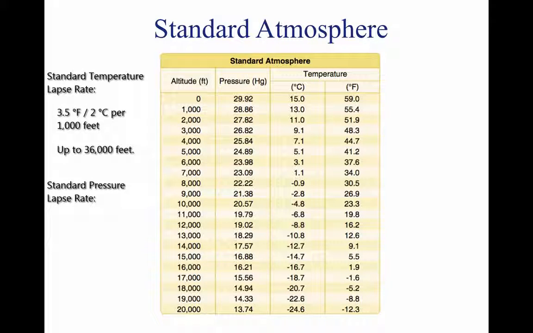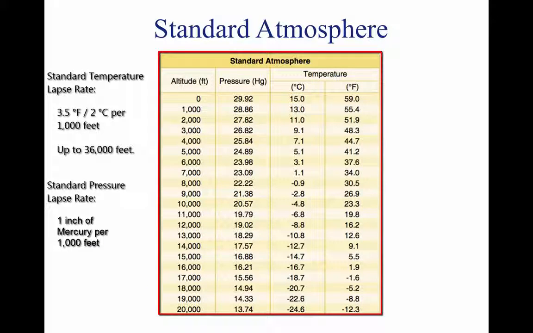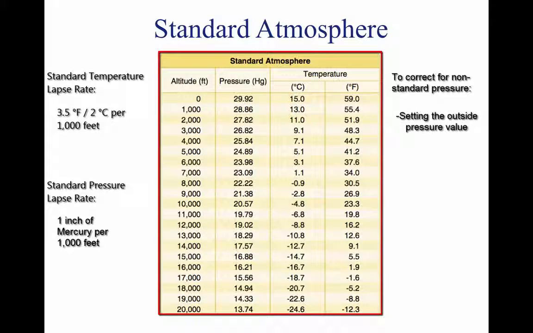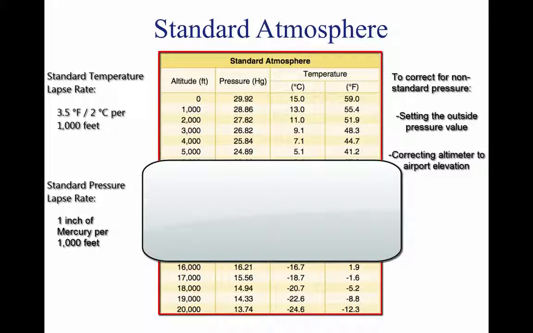Standard pressure lapse rate is one in which pressure decreases at the rate of approximately 1 inch of mercury per 1,000 feet of altitude gain to 10,000 feet. Standard atmosphere is used to calibrate aircraft instruments. Therefore, when the pressure changes to a non-standard pressure, the aircraft's instruments must also be recalibrated within the aircraft by setting the outside pressure value or by correcting until the altimeter reads the airport's elevation. To read pressure altitude, set the altimeter to 29.92, and what is read is the pressure altitude.